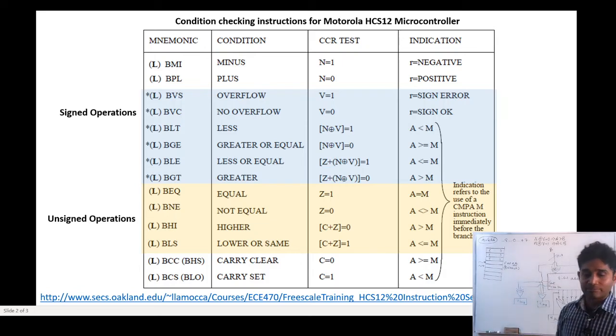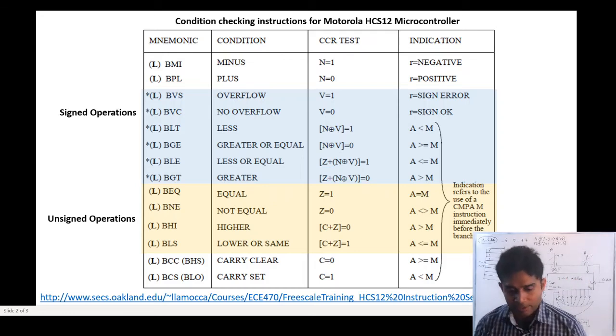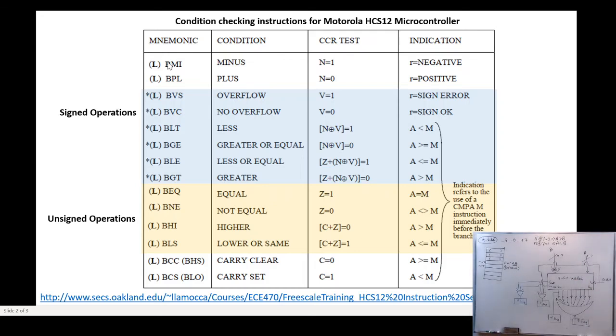What are these A and B? Are they signed or unsigned? How do you say that? Again, I did that by the branch statement. And as you can see here, you have different branch statements, depending on what numbers you're working with.